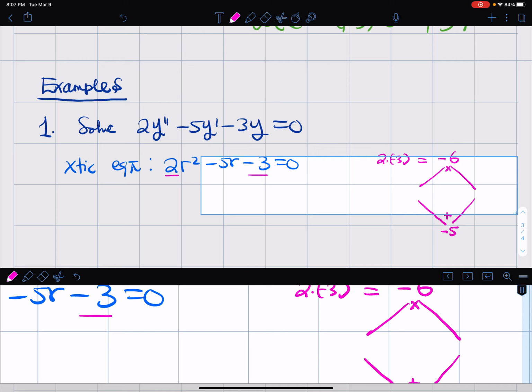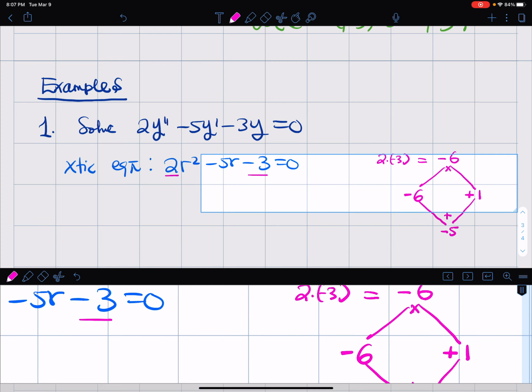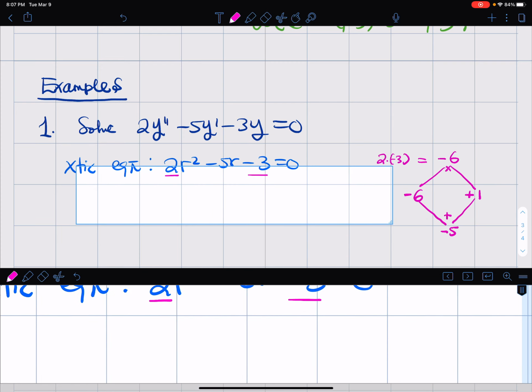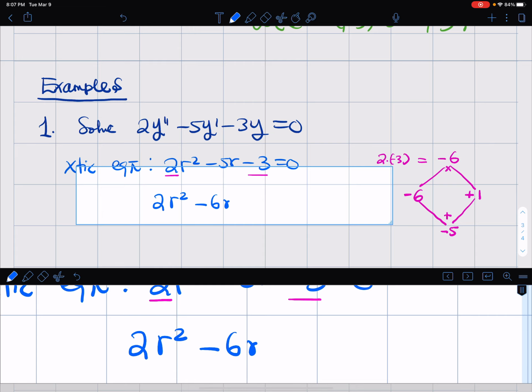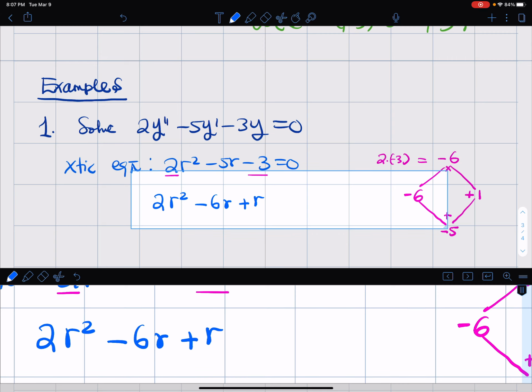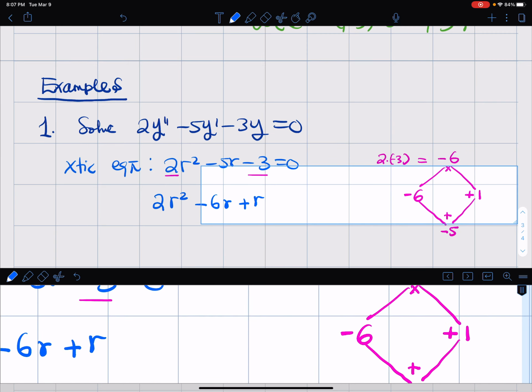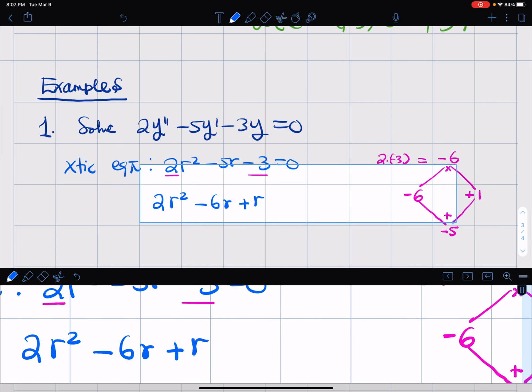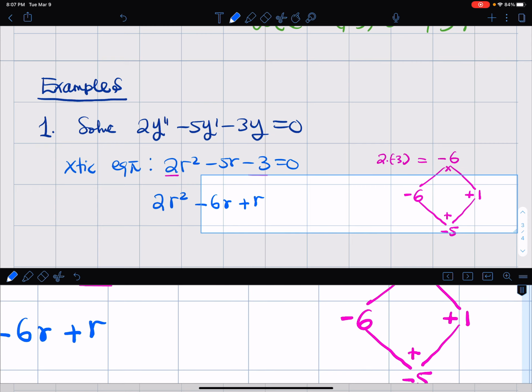So, I'm thinking 6 and negative 1. No, actually negative 6 and positive 1. When I add them, I get negative 5. When I multiply, I get negative 6. And then we rewrite this as 2r squared minus 6r plus 1r. So I replace negative 5r with the two numbers, negative 6 and positive 1, and I'm left with minus 3 equal to 0.